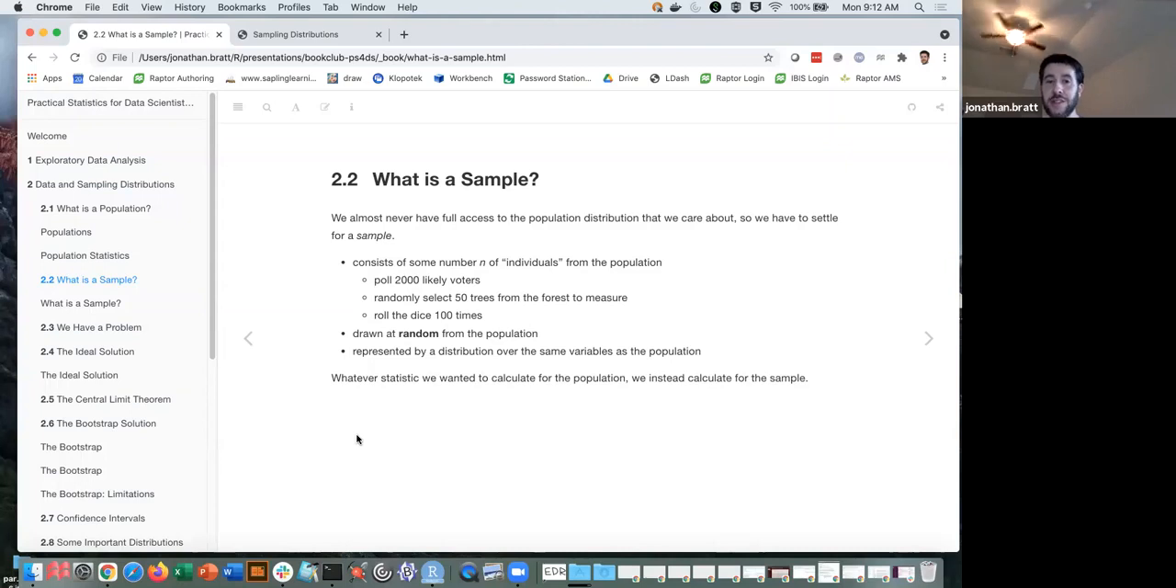And then the sample that we get is another distribution. It's a distribution of the same variables as the population, at least the variables that we care about. So instead of calculating the statistic that we wanted to calculate for the population, the best thing we can do is calculate that statistic for the sample.